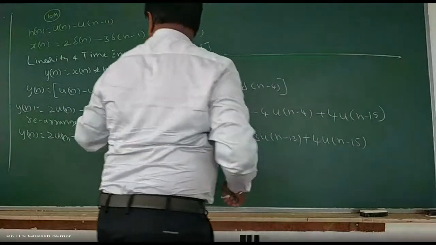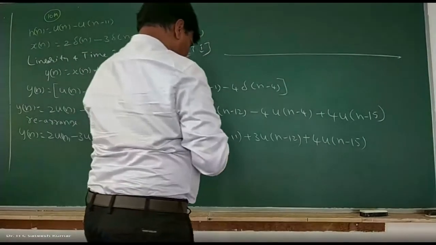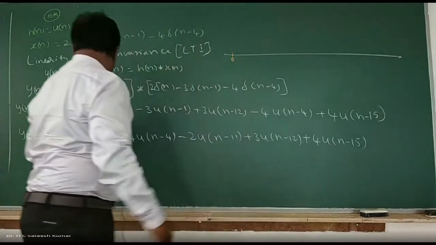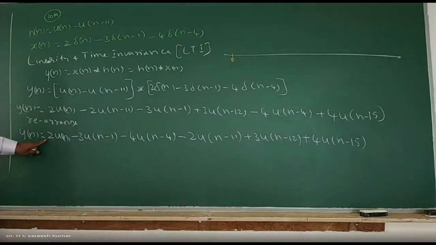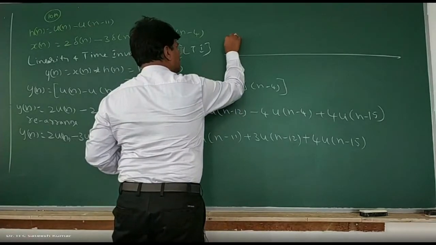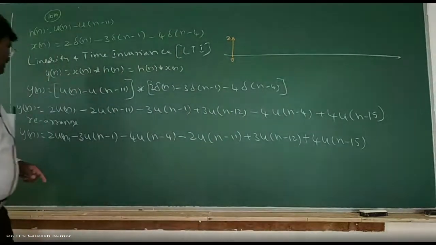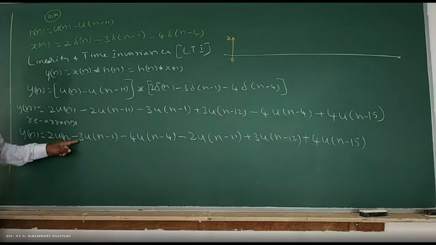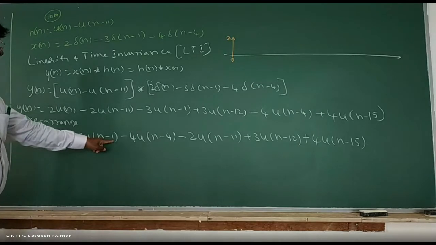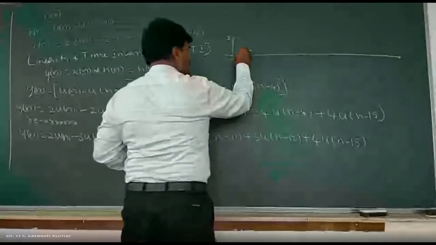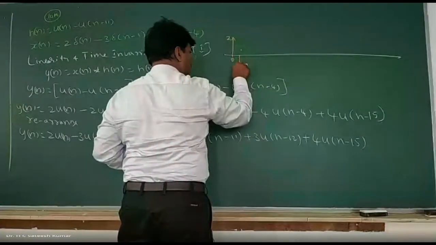Starting from 0 up to 15, at 0 go up by 2 units. And at 1 fall by 3 units. From 2, falling by 3 units means 2 minus 3 is minus 1. At 1 it will become minus 1.